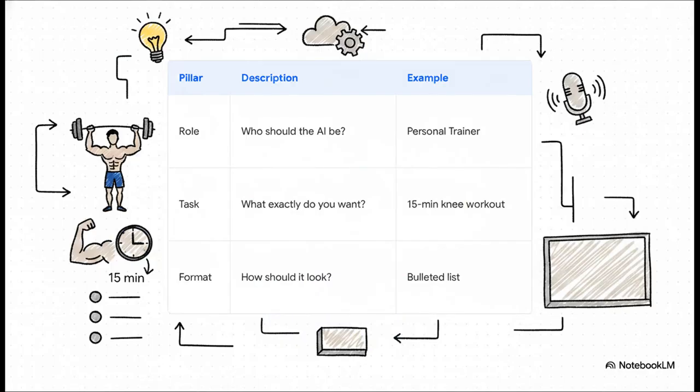To really nail this, you've got to master a brilliant formula called the RTF framework. That stands for Role, Task, Format. First, tell the AI who to be. That's its role. For example, tell it to be a personal trainer. Next, the task. What exactly do you want? Let's say a 15-minute home workout for bad knees. Finally, the format. How should it look? You could ask for a bulleted list. This RTF rule is super memorable and guarantees your AI knows exactly what you're expecting.